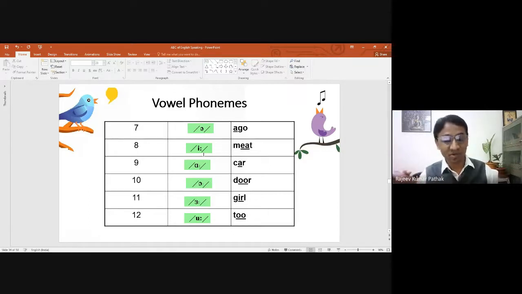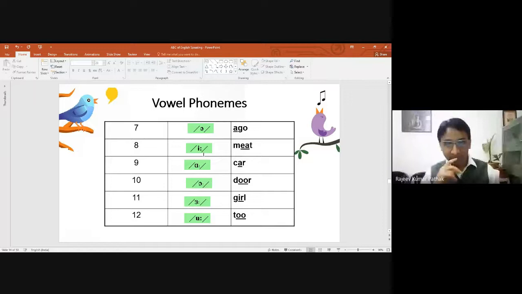You got it? Then number 9 we have the R sound, as in car, far, scar, like that. Number 10 we have the O sound, as in door, shore, S-H-O-R-E, something like that. Number 11 is the A sound, A and R slightly, like girl, pearl, curl, similar.